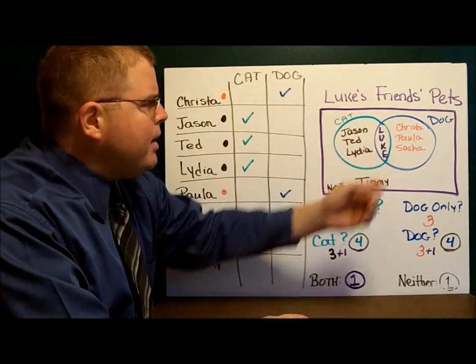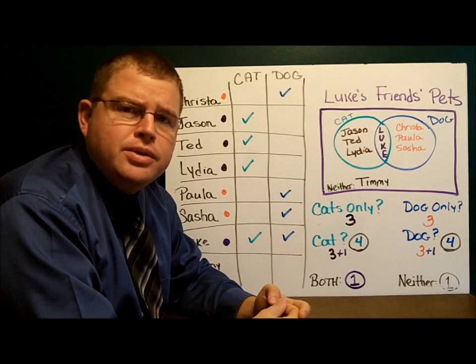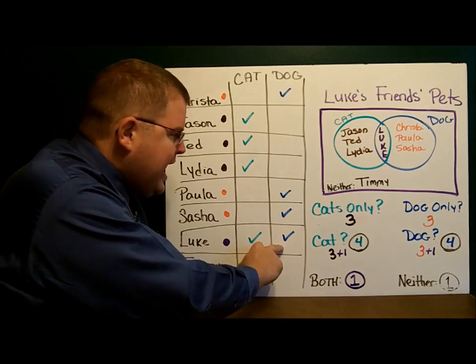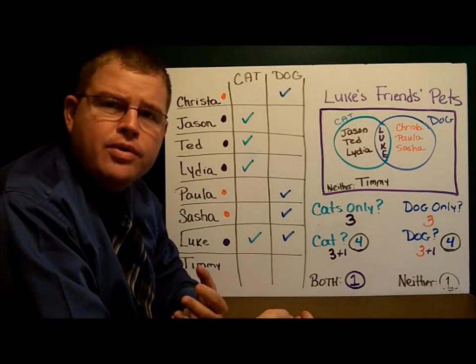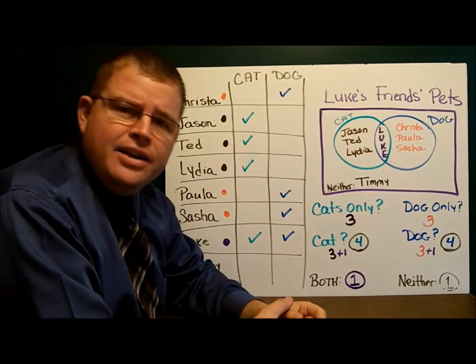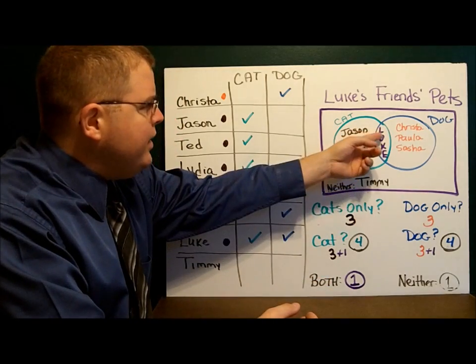We have Krista, Paula, and Sasha who had only dogs. They go in the blue circle. Now Luke was a special case. Luke had a dog and a cat. He has to go in both the blue and the green circle. Well, that means he goes in that intersection. That is included in both circles. So Luke's right here in the middle.